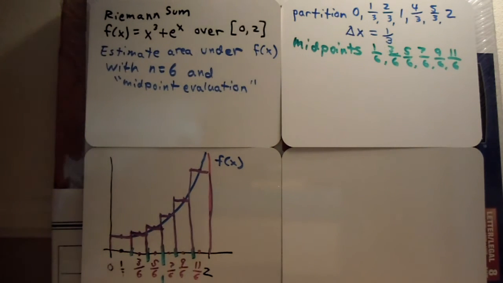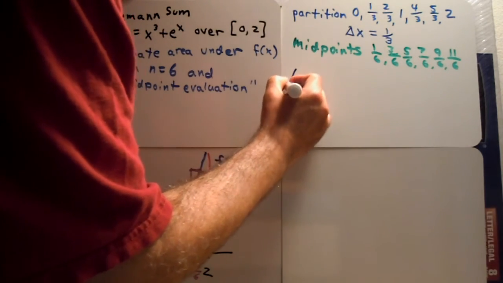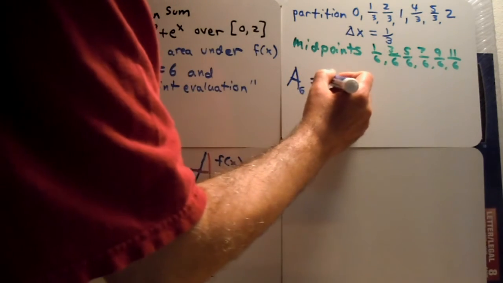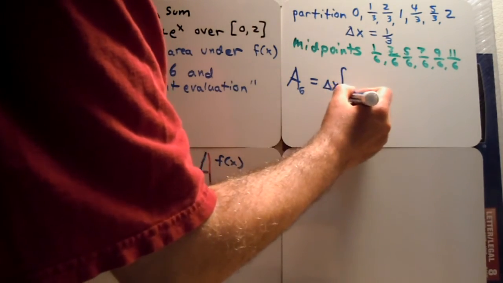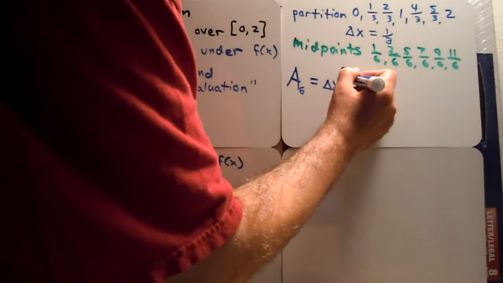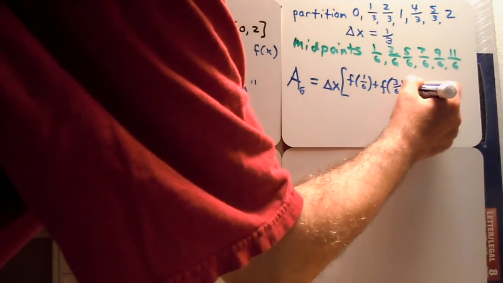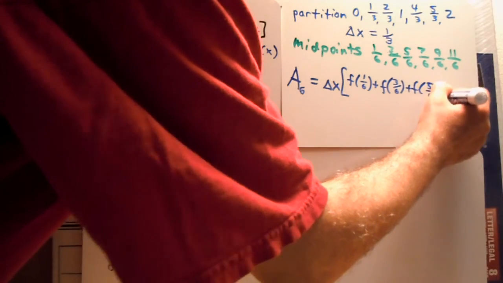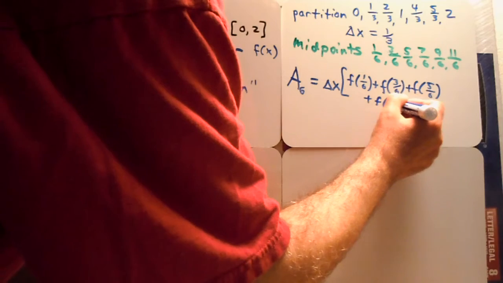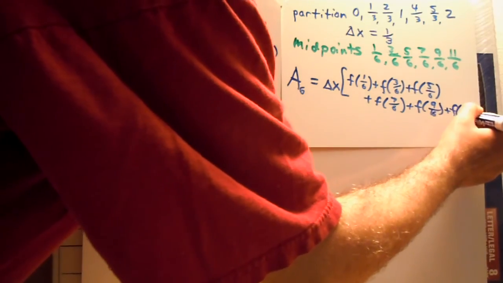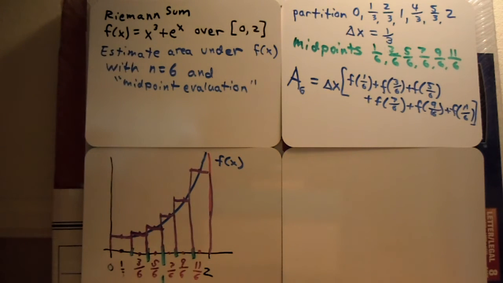And so we're going to call this A sub 6, meaning the area of the 6 boxes added together, where they're all being multiplied by delta x, a common width, times the heights: f of 1/6 plus f of 3/6 plus f of 5/6 plus f of 7/6 plus f of 9/6 plus f of 11/6. All right, we're going to need our calculator eventually to do this.